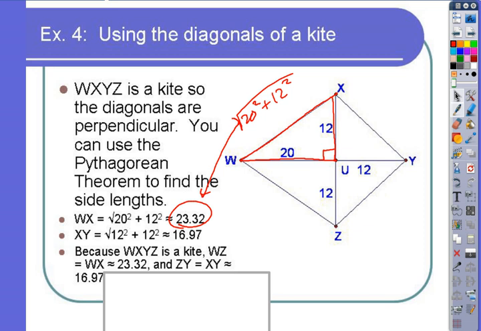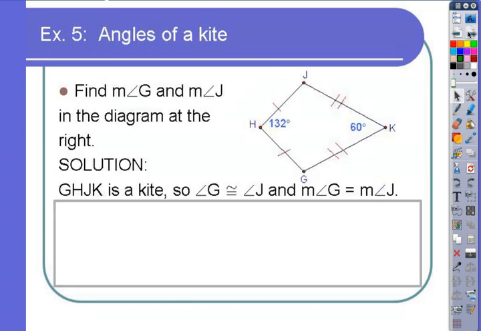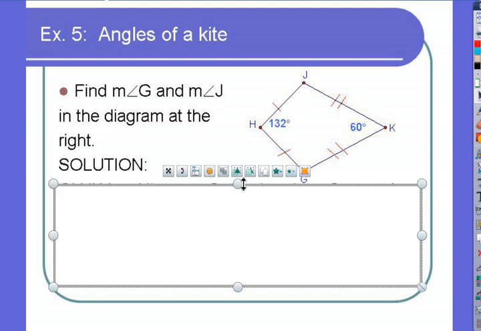Okay, last one. What if we want to find the measures of all the interior angles of this kite? We're given two of them. We're given H is 132, and we're given K is 60. How could I find the measures of G and J? What's the property of kites that's important here? They equal 360. It's a quadrilateral, so they all have to add to 360. There's one important fact. There you go.